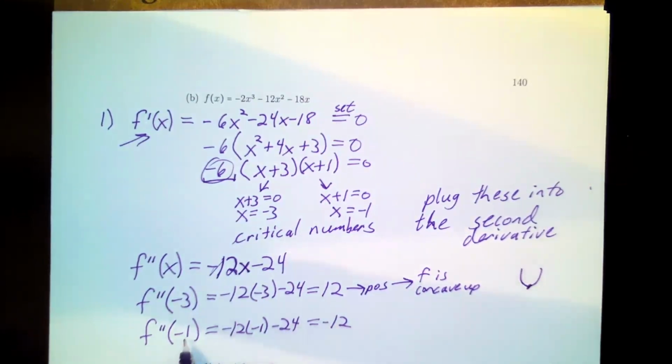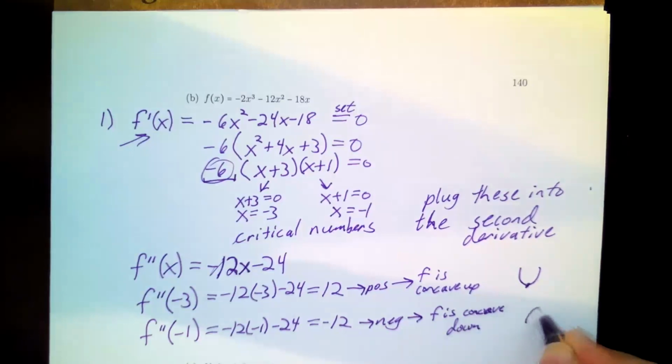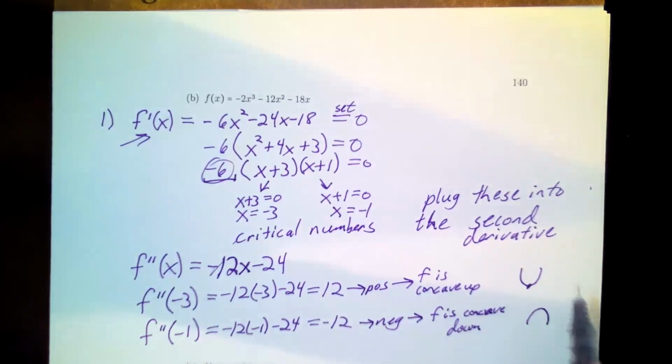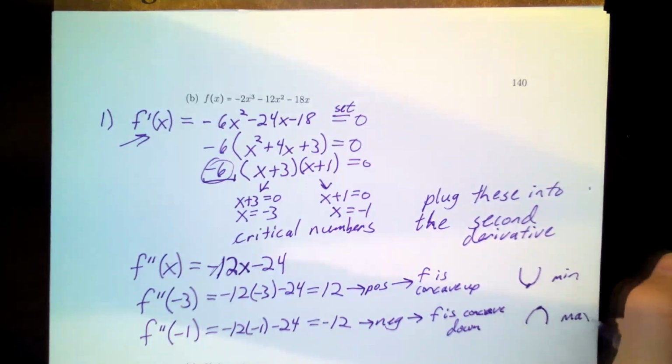I plug in negative 1, that other critical number, and I get a negative value, which means that f is concave down there. So if it's concave down, what does that tell me is going on at that critical number? It must correspond to a local max. So I have a min going on up there and a max down here.